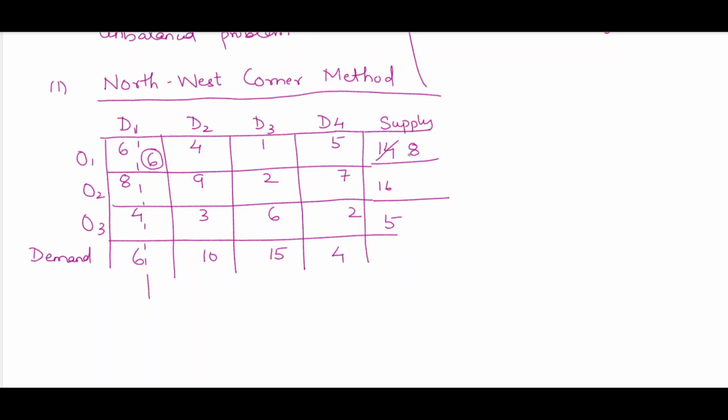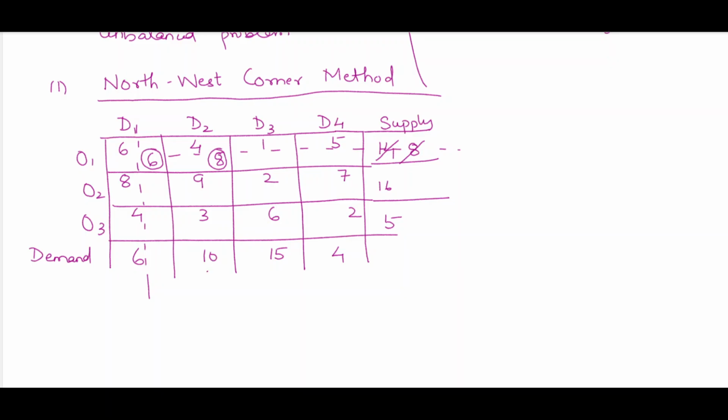Here, supply is 8 and demand is 10. So 8 is smaller than 10, so we'll first fill up 8 here. That means this row has been completely exhausted, and now we will cut this row. Demand was 10 and supply was 8.